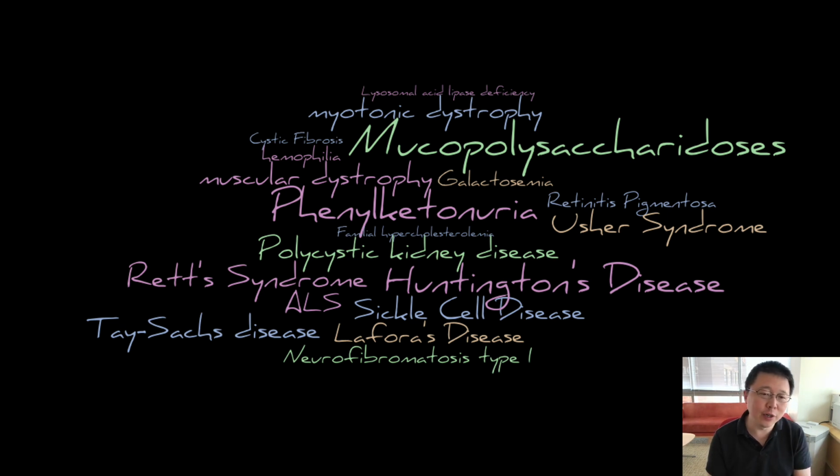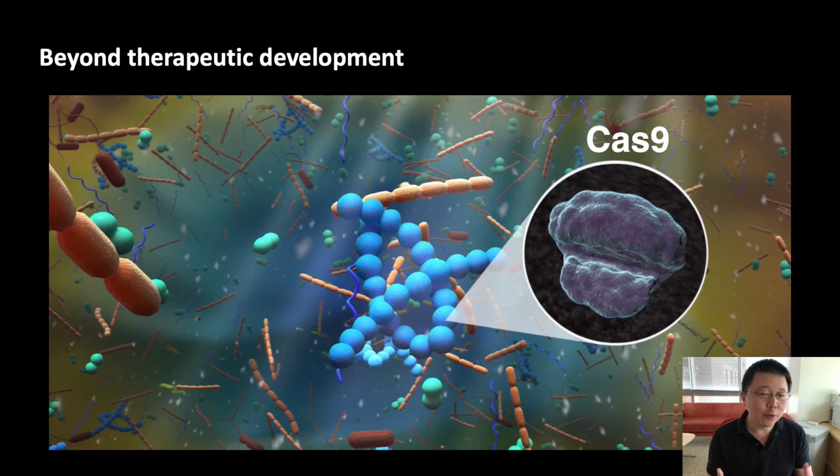And here is just a short list of some of the genetic diseases that we may one day be able to use the gene editing system to be able to treat. So what I told you about so far is this molecule Cas9 and how we're able to engineer Cas9 into a gene editing technology for treating diseases.